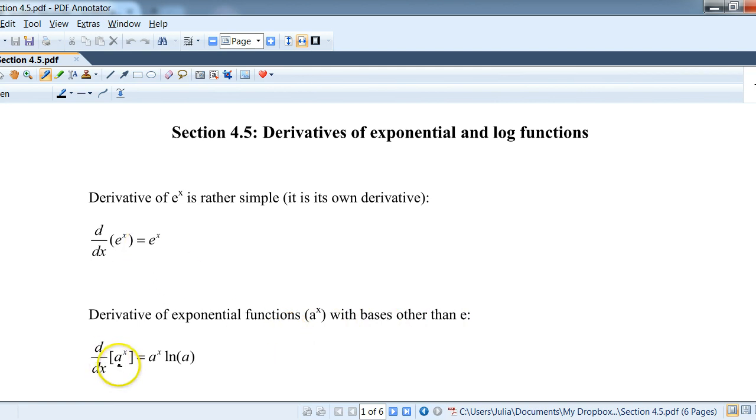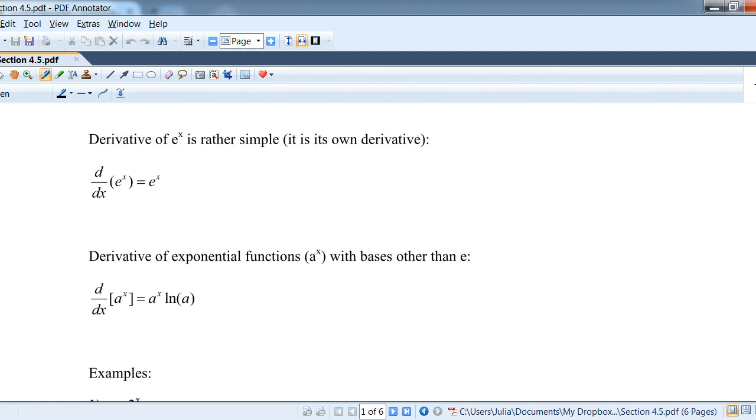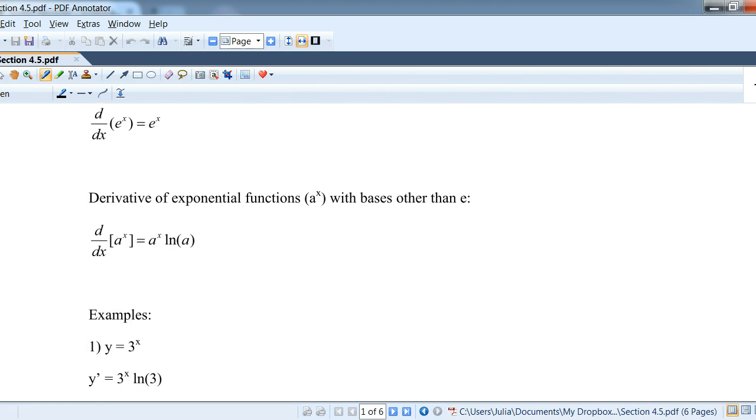If you take a derivative of a to the power of x, any base other than e, then it becomes itself, to start with, a to the x, but we multiply it by ln of the base. We actually do not need it with e to the x because ln of e is 1. They cancel each other. They're inverse functions of each other. But with other bases, we do need it.